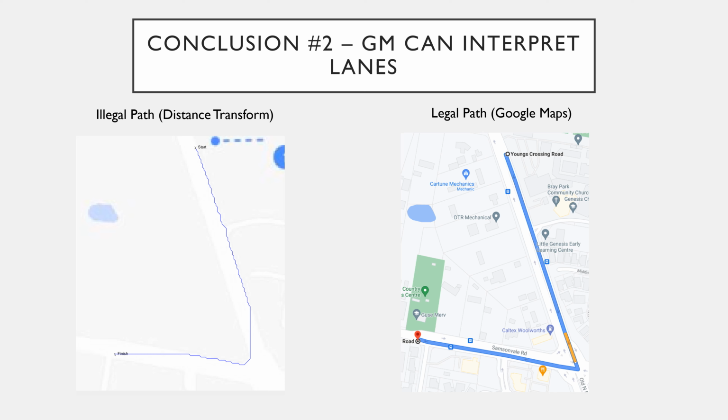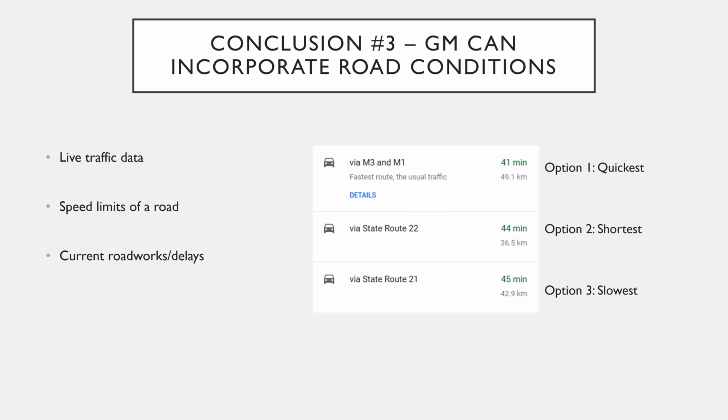Thus, the second conclusion can be drawn that Google Maps can interpret lanes. The third and most obvious conclusion is that Google Maps can incorporate road conditions into its algorithm and will always return the quickest path rather than the shortest. This takes into account live traffic data as well as road speed limits and current roadworks or delays, which can completely change the optimal route.